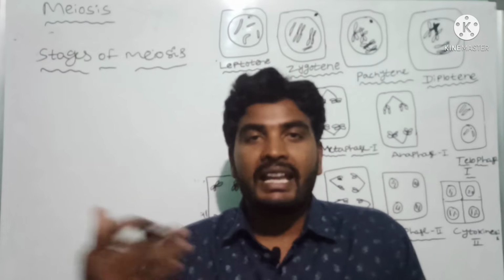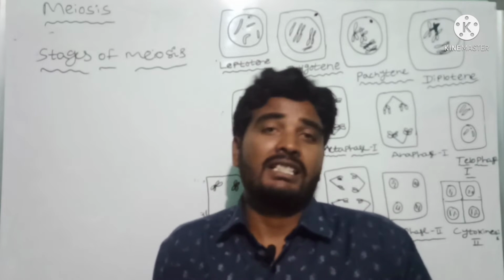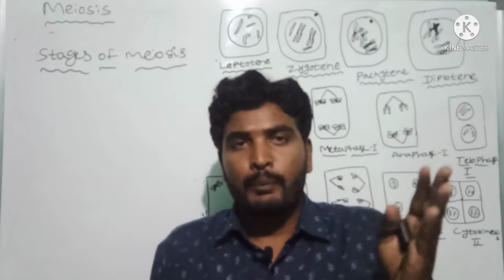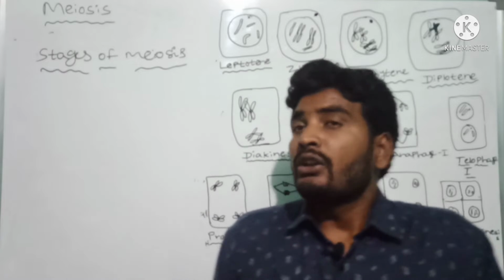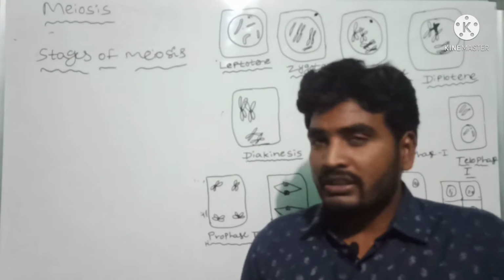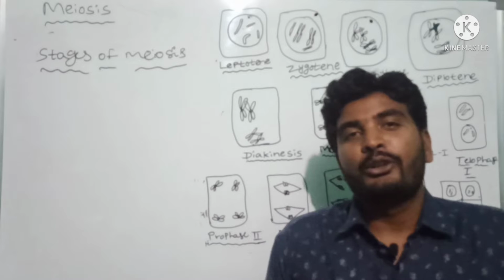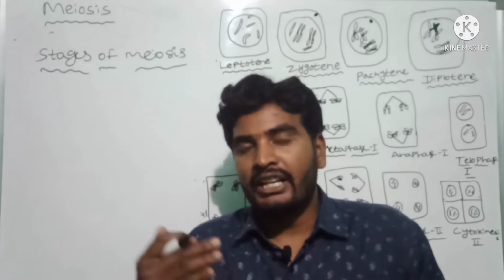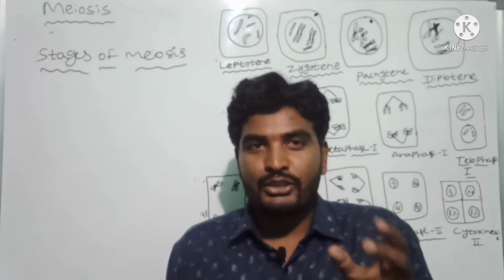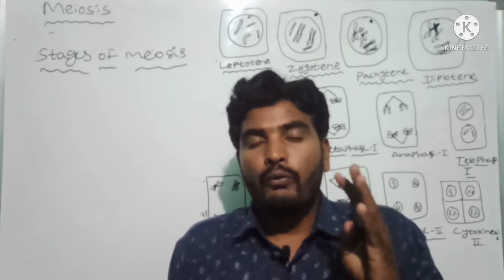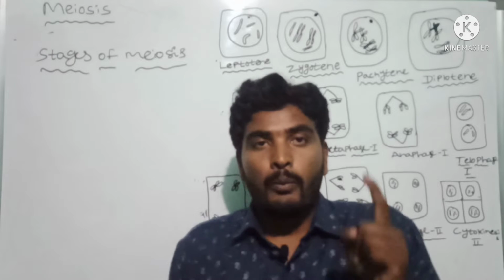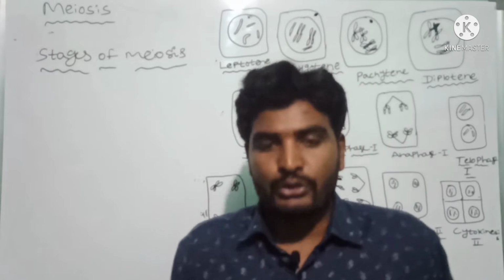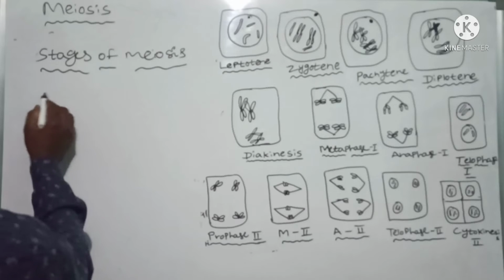Prophase is divided into 5 stages: leptotene, zygotene, pachytene, diplotene and diakinesis. After cytokinesis, meiosis 2 is divided into karyokinesis 2 and cytokinesis 2. Karyokinesis 2 is divided into 4 steps: prophase 2, metaphase 2, anaphase 2 and telophase 2.